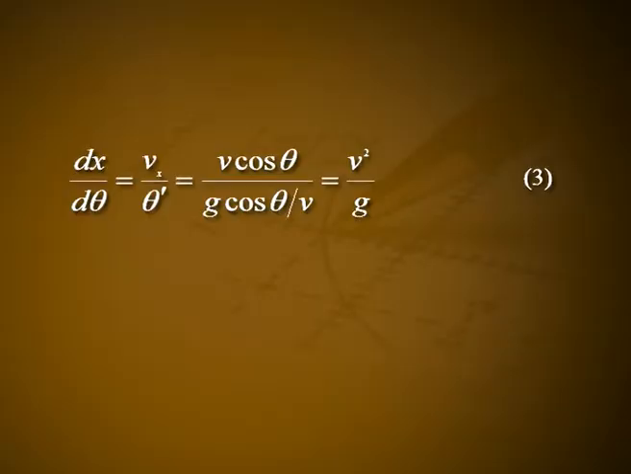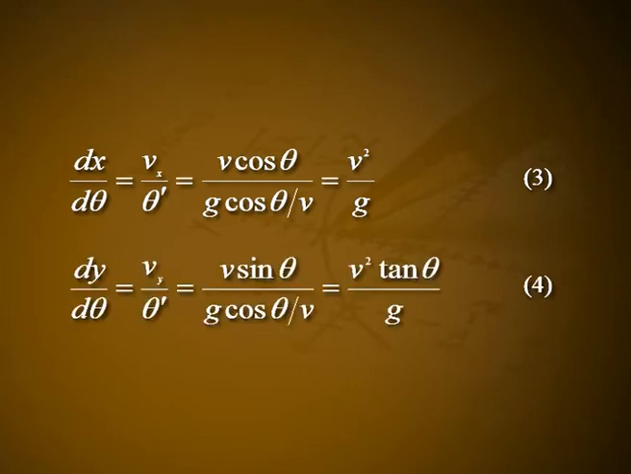We now integrate these velocity equations to obtain the path of the object. Let the origin be at theta equal to 0. Using in succession the chain rule, Vx equal to V cos theta and we have dx by d theta is equal to Vx by theta dash, which is equal to V cos theta by g cos theta by V, which is equal to V square by g.